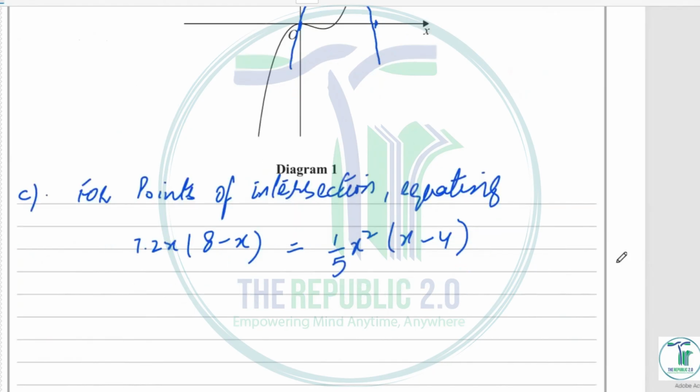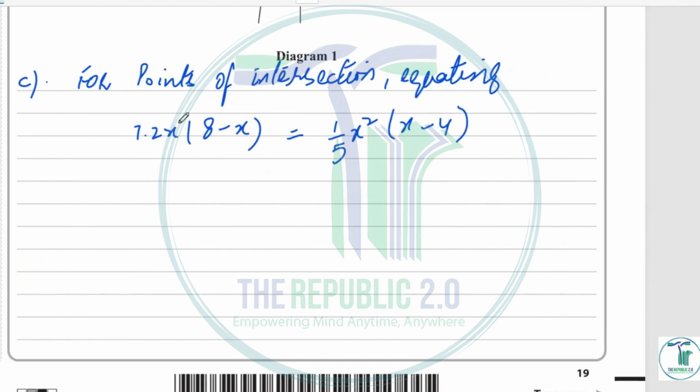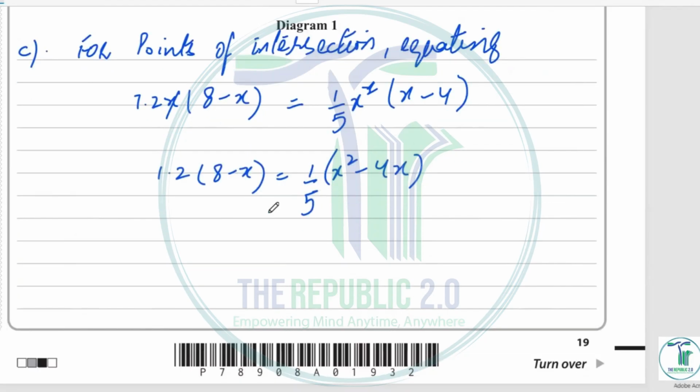Now first of all, we can simply cancel out this x with this x, right? This x has to be 0. Then we have 1.2 times (8 minus x) equals 1/5 times (x squared minus 4x). Now I'm going to cross multiply these. 5 times 1.2 is 6, so 6 times (8 minus x) equals x squared minus 4x. 6 times 8 is 48, and 6 times x is 6x.